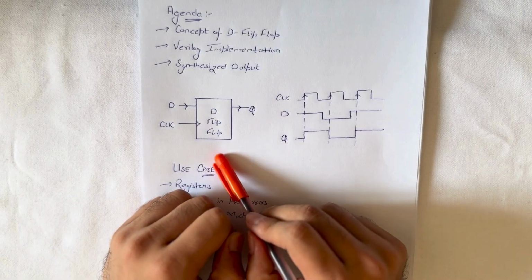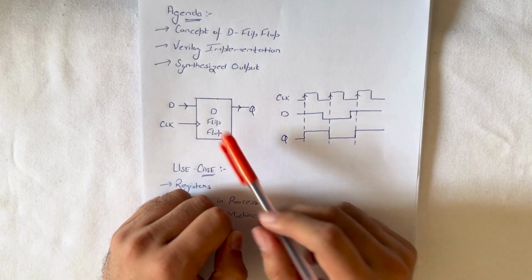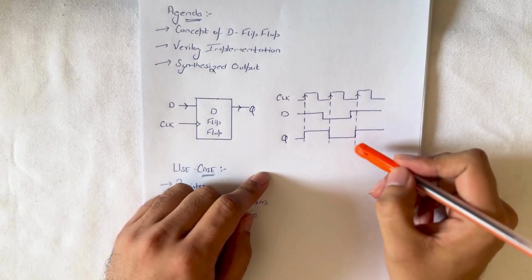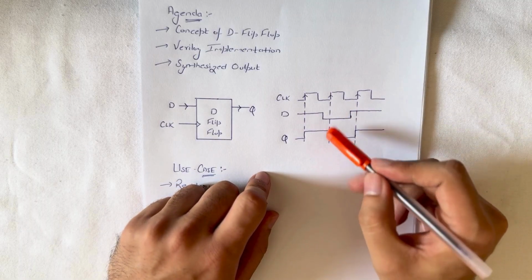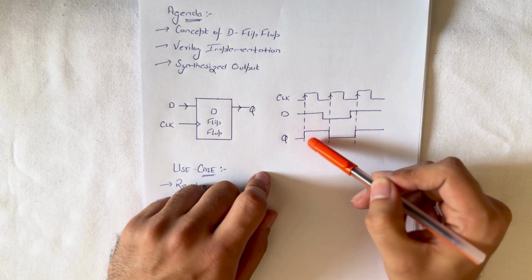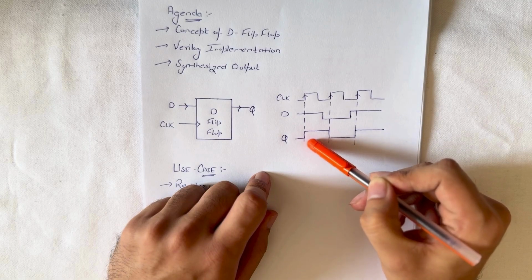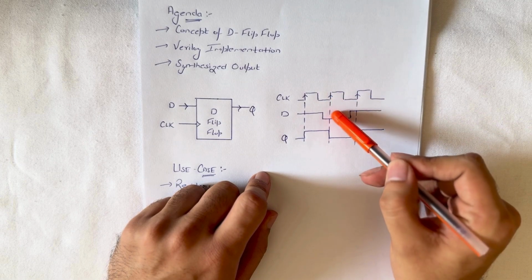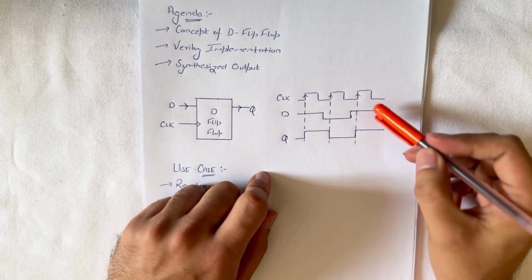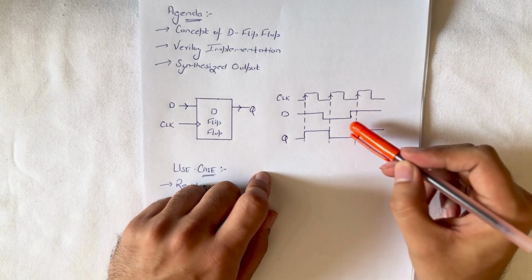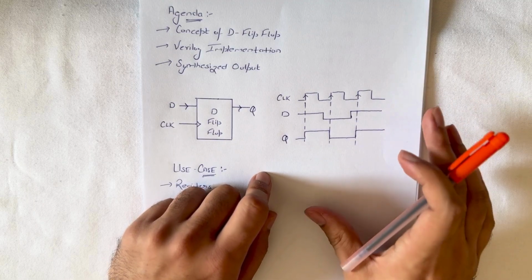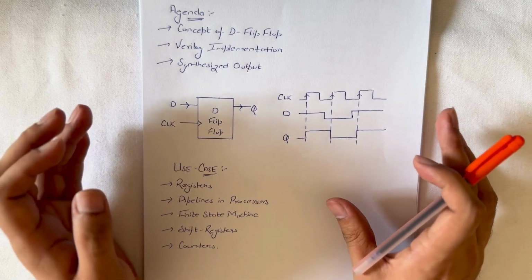So this is the basic diagram of a D flip-flop where D is the input, clock, and Q is the output. Now if we look at the timing diagram of the D flip-flop, here at the first sampling edge, the value of D is 1. So the value of Q also becomes 1. When the next sampling edge comes, the value of input D is 0. So the value of Q also becomes 0. Similarly, in the third clock edge, the value of D is 1. So the output Q also becomes 1. So this is the basic fundamental understanding of a D flip-flop.